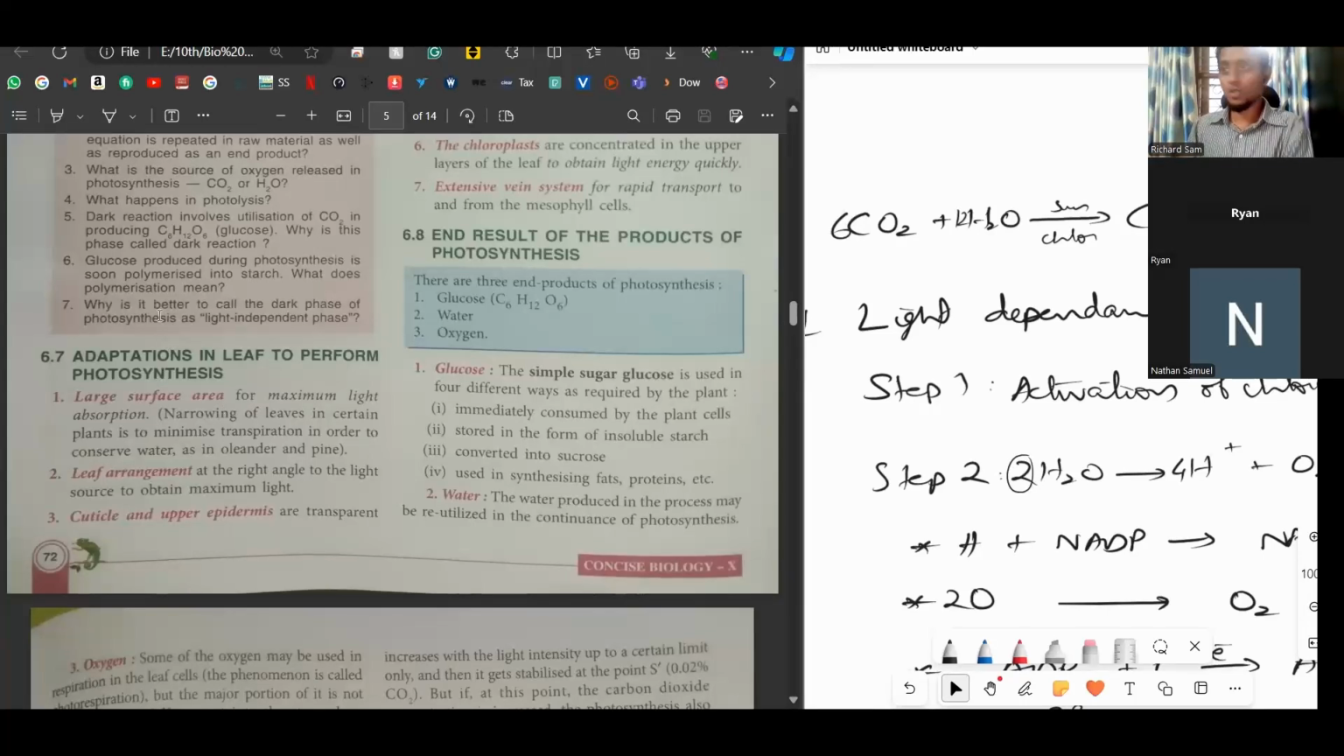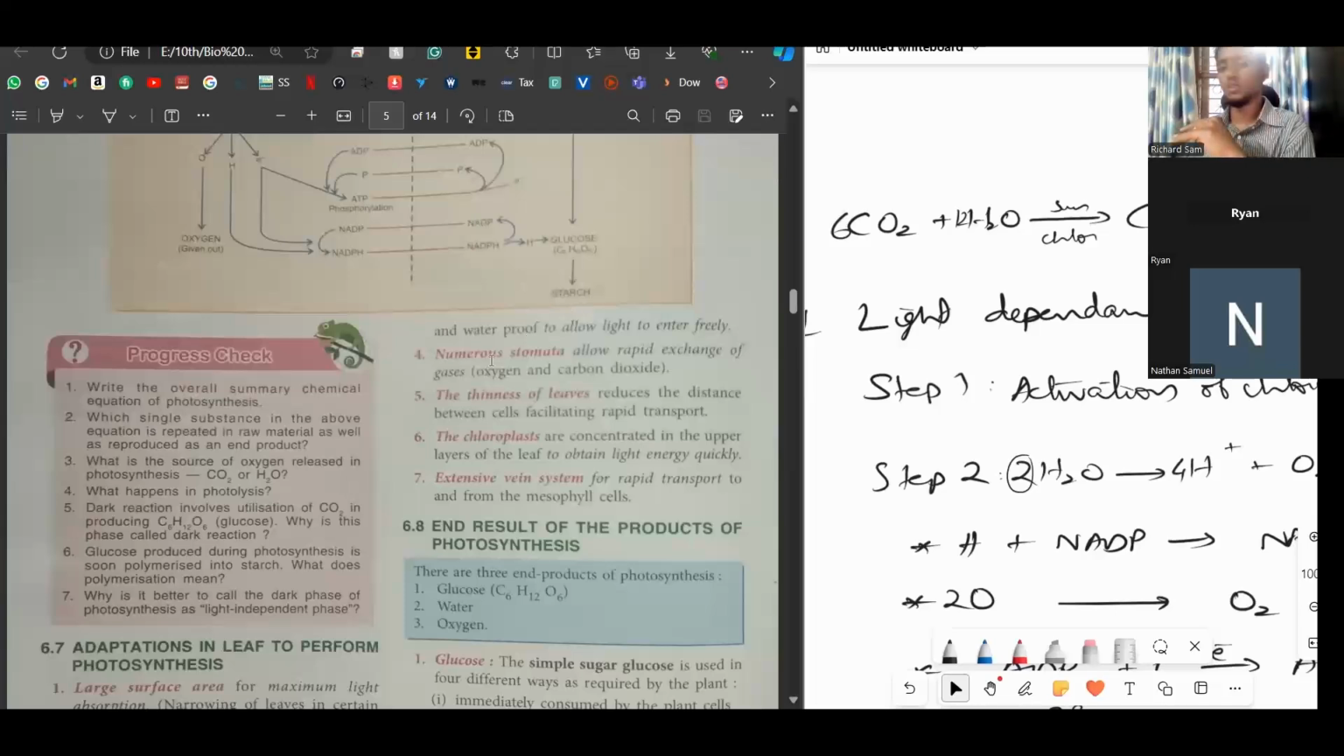Then the cuticle on top. Cuticle is that waxy layer. Is it transparent or opaque? It's opaque means the light won't go inside, no? It's transparent. What you see, the green color of the leaf, is not the cuticle, it is the leaf. That means the cuticle is transparent, right? So it's made transparent so the light can pass through.